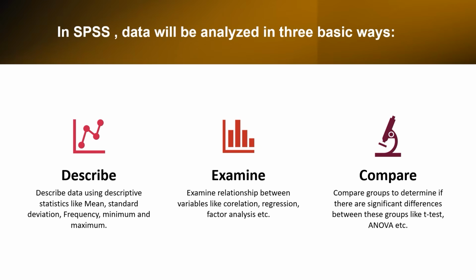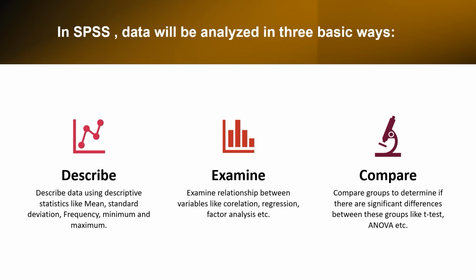Under examine, we see the relationship between variables, like correlation, regression, and factor analysis. It helps us to determine the relationship between variables. For example, we see rain and the production of crops, and we want to see the relationship between these two variables, so we can use correlation for that, to see how rainfall is related to the production of crops, right? For this kind of relationship, we go for the examine way, through which we can apply either correlation or regression.